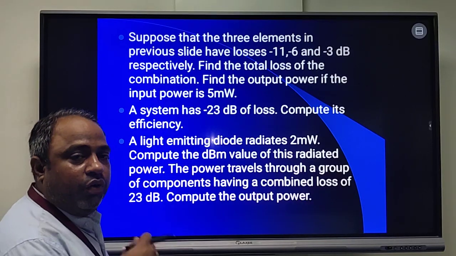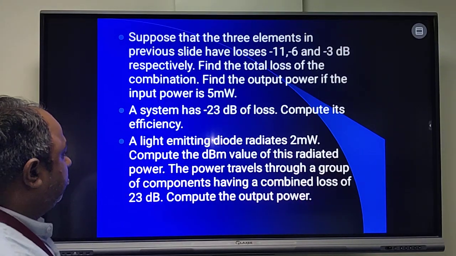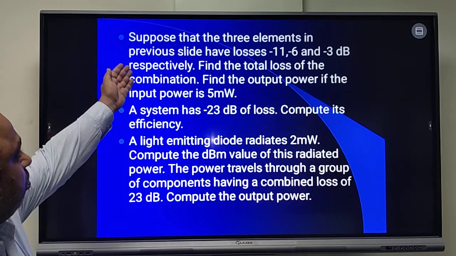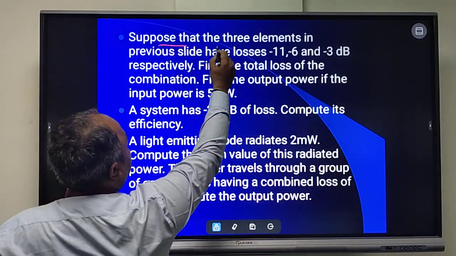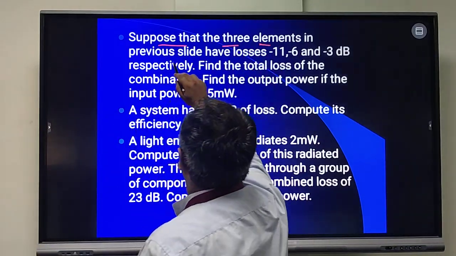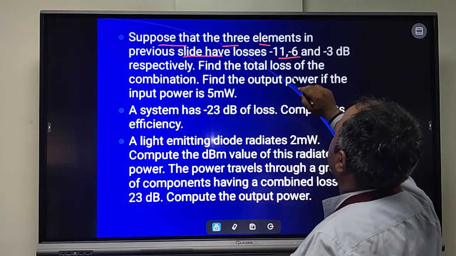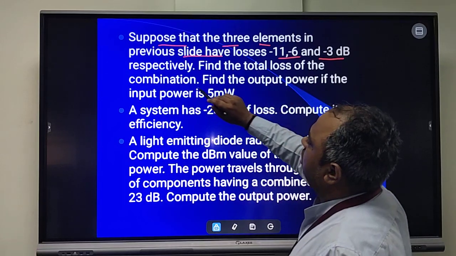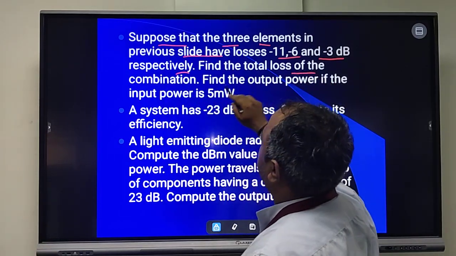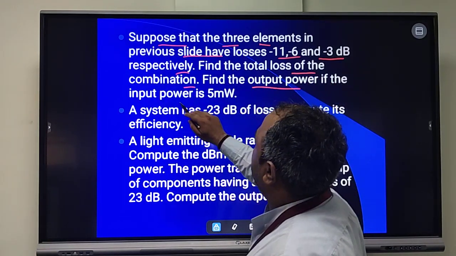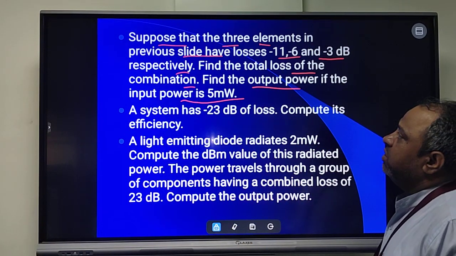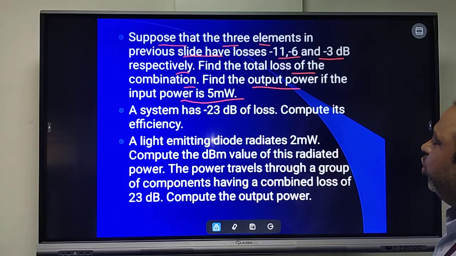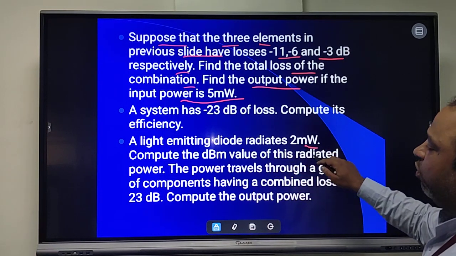Suppose that, now we're talking about an example, some basic part of this. Suppose that the three elements in the previous slide have losses of -11 and -6.3 dB respectively. Find the total loss of the combination. Find the output power if the input value is 5 megawatt. A system has -23 dB of loss. Compute its efficiency. A light emitting diode 2 megawatt.